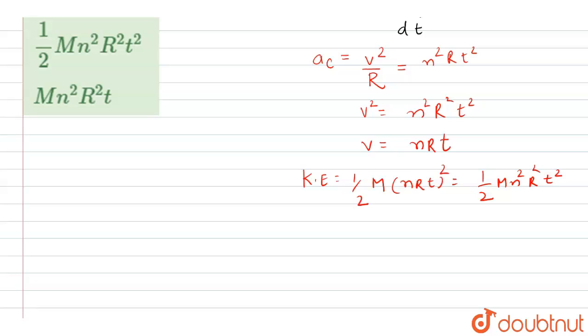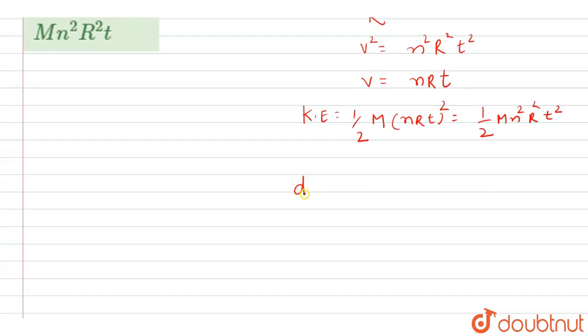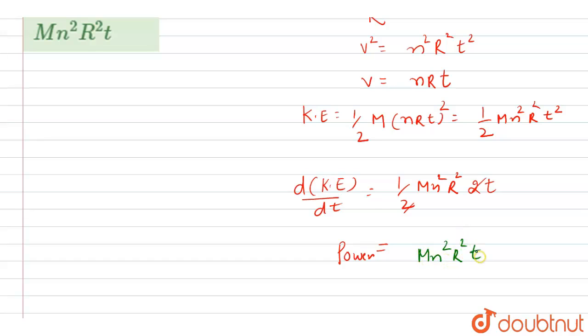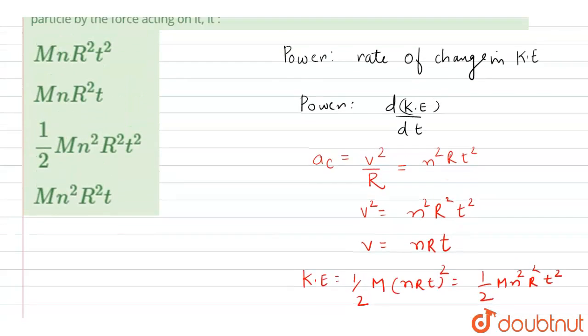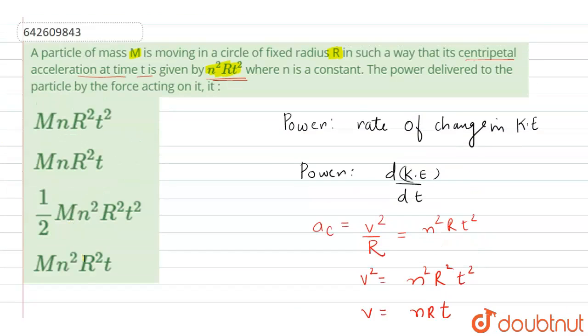Now we will differentiate this equation with respect to t. So if we differentiate kinetic energy with respect to t, here 1 upon 2 m n square r square is constant, the differentiation of t square will be 2t, and the 2 will cancel out. Now this is our power, because the rate of change of kinetic energy we already defined as power. So we get the value as m n square r square t. So it is our answer, m n square r square t. Hence option m n square r square t, option d is right.